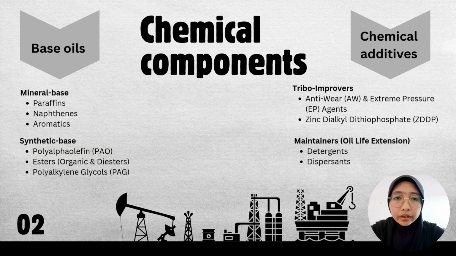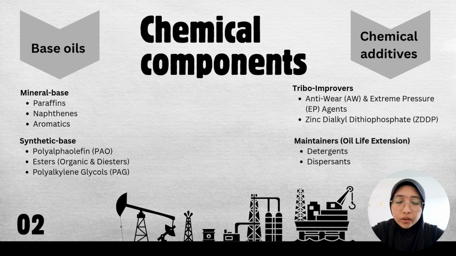The chemical component of lubricant oil consists of two sections, which are base oil and chemical additive. The base oil has two types, which are mineral base, which contains paraffin, naphthalene, and aromatic, while synthetic base consists of polyalphaolefin, ester, and polyalkylene, while the chemical additive consists of two main additives, which are tribo improver and maintainer.